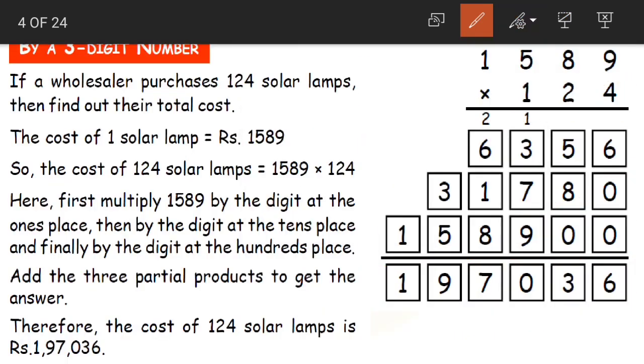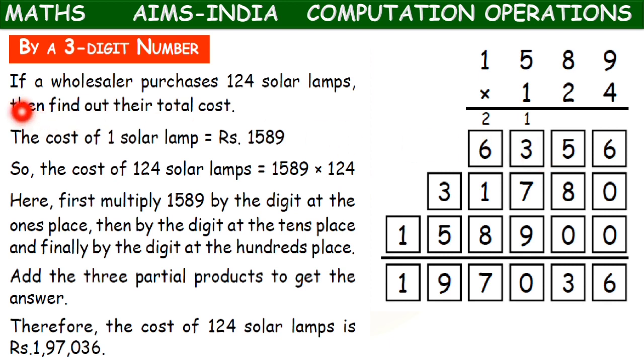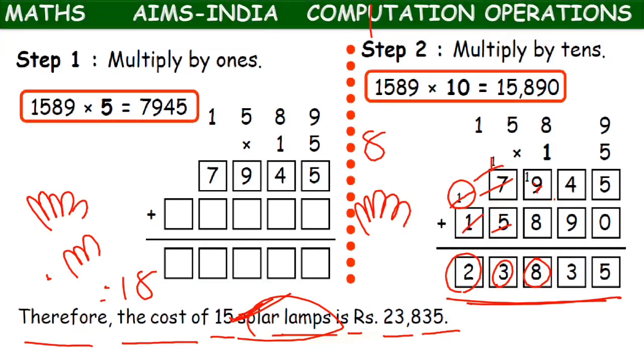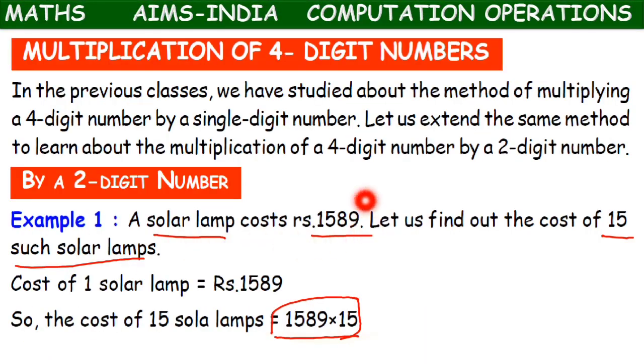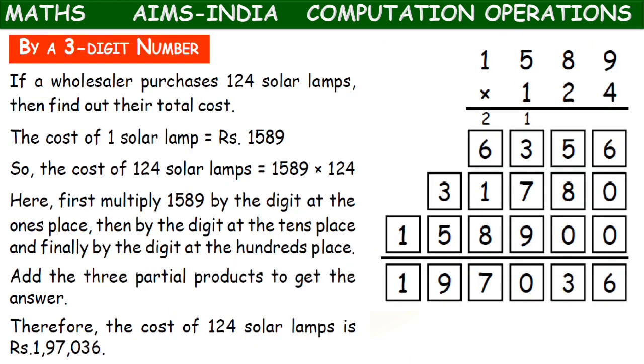Now coming to our multiplication part. What is the example here? If a wholesaler purchases 124 solar lamps, then find out their total cost. See here they have given that one solar lamp costs 1589 rupees. Yes.